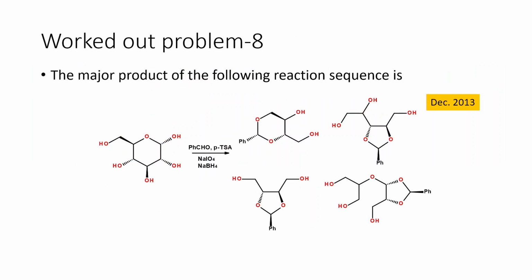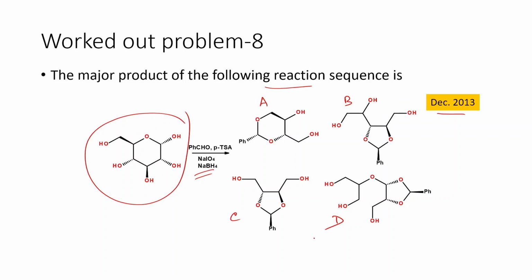Let us move on to the next problem. This question was asked in December 2013. The major product formed in the following reaction sequences. Here we have a polyhydric alcohol, and this is treated with benzaldehyde in the presence of PTSA, followed by reaction with sodium periodate and then sodium borohydride reduction. These things are happening simultaneously. Four different products are given: A, B, C, and D.